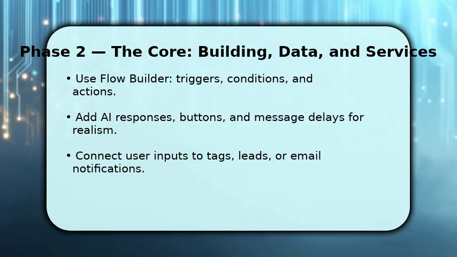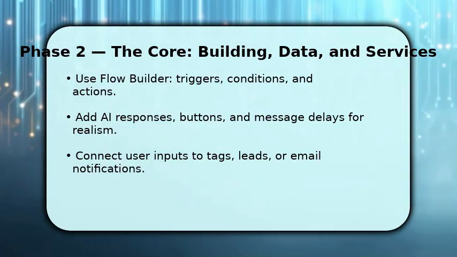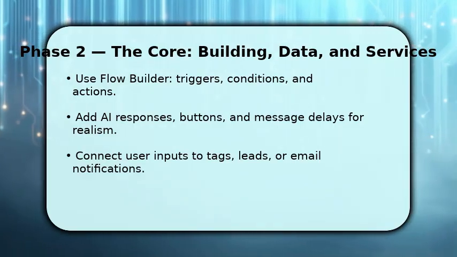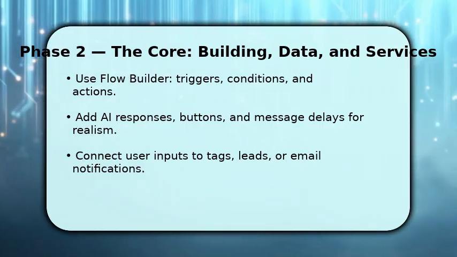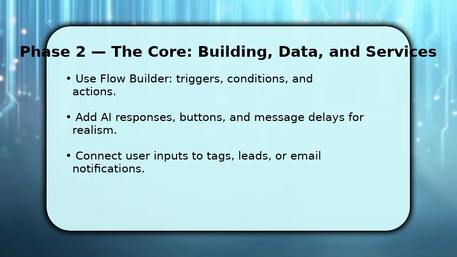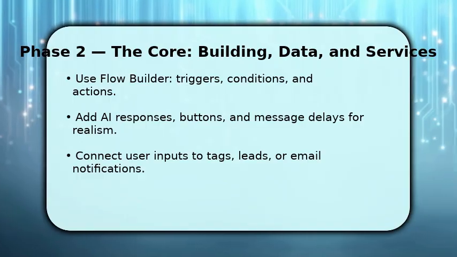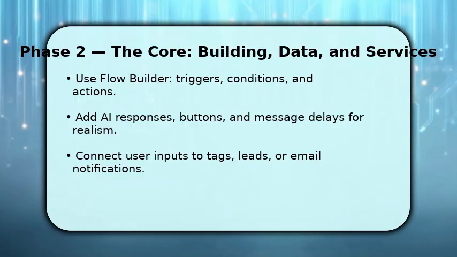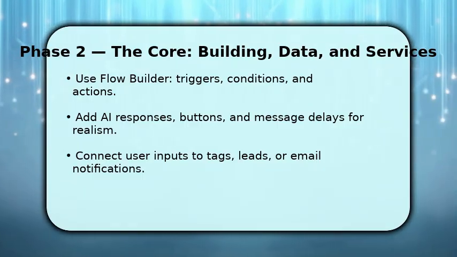Open Flow Builder and start with a trigger, page load, button press, or keyword. This decides when the bot speaks. Next, add conditions to route users. Use tags or form fields to branch the path. Then place messages, buttons, delays, and AI responses to keep conversations natural. Make sure to map answers to tags or CRM fields so leads are captured. I'll explain why branching and tagging reduce dead ends and increase conversions.